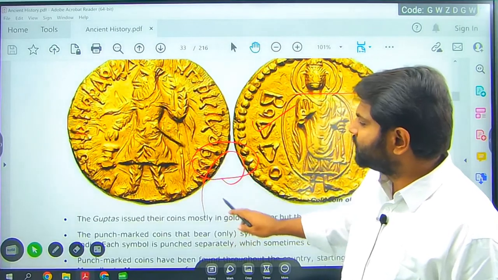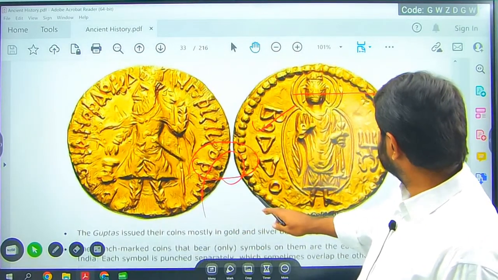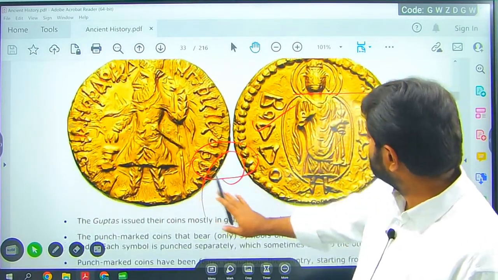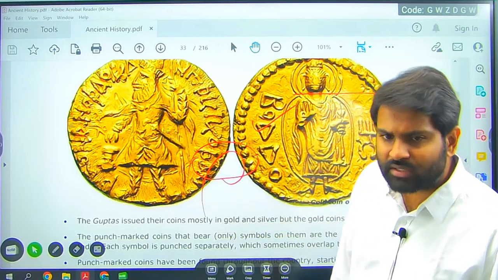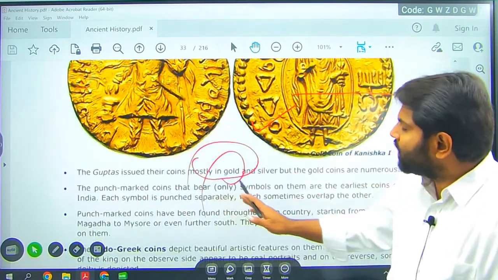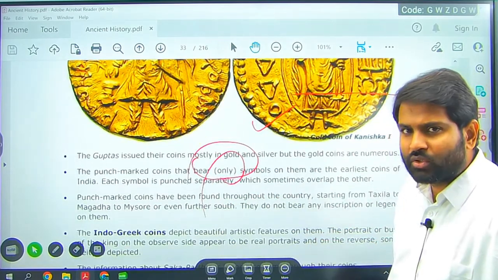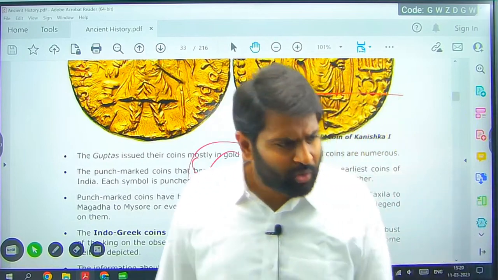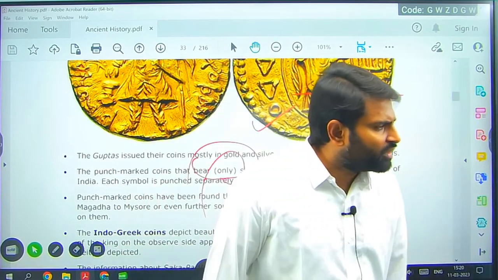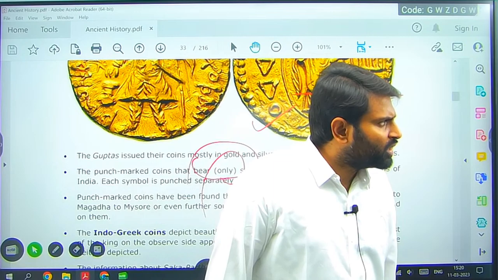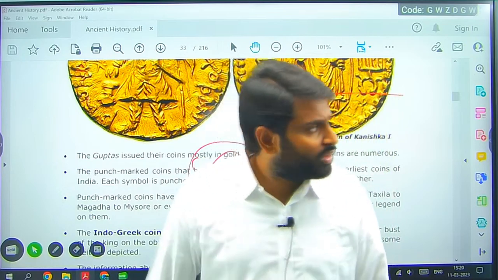If you can see this, the Guptas issued coinage. You can see that clearly. Guptas issued their coins mostly in gold and silver, but gold coins are numerous. That is the reason why, not only for numismatics but also for the reasons of literature, this period is called the golden age.